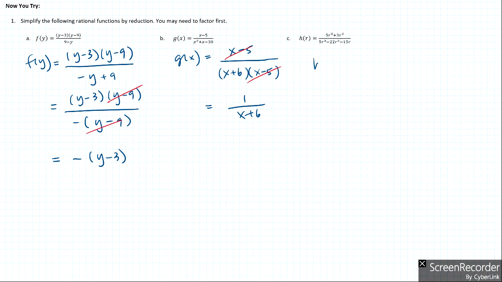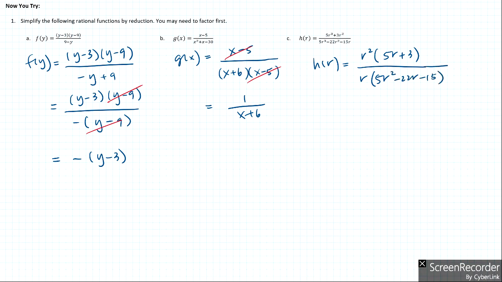Lastly, for h of r, we again start from the top to check GCF, and anytime we want to start a factoring, GCF is where we always want to start. On top we have r squared as a GCF. That leaves us 5r plus 3. On the bottom, we again want to check the GCF. We see that r is going to be the greatest common factor, which gives us 5r squared minus 22r minus 15 over here.